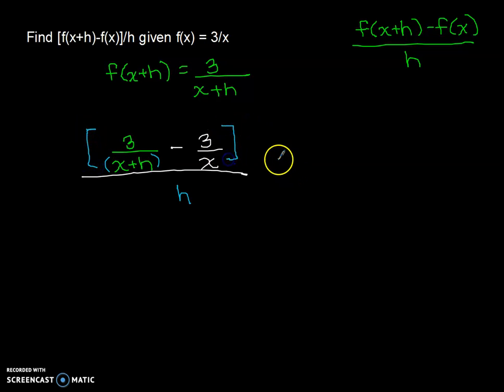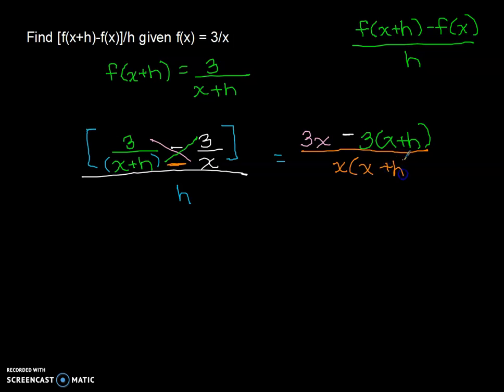Using crisscross applesauce, I'm going to subtract the fractions. So criss, 3 times x is 3x, minus, because there's a minus in the middle, cross, 3 times x plus h, I'll worry about the multiplication later, and then over applesauce, x times x plus h. And the whole thing is all over h, but we're not worried about that. We're just worried about simplifying up here.